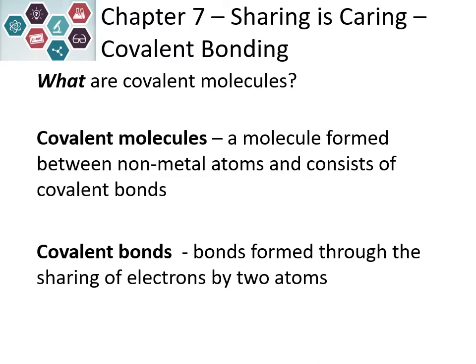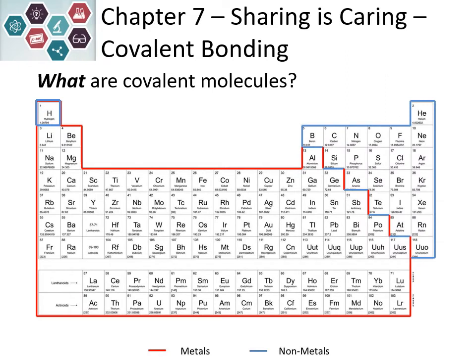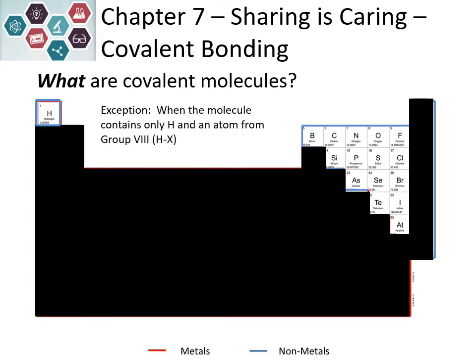Covalent molecules form between nonmetal atoms and they contain covalent bonds. The covalent bonds are formed when electrons are shared between two different atoms in order for each of the atoms to have 8 electrons like the noble gases. The nonmetals on the periodic table are the ones that form covalent molecules. These are the ones that are highlighted in blue.